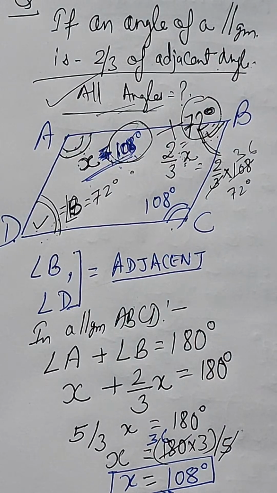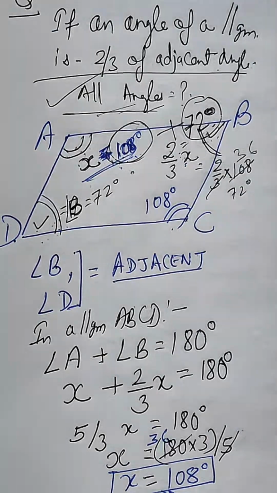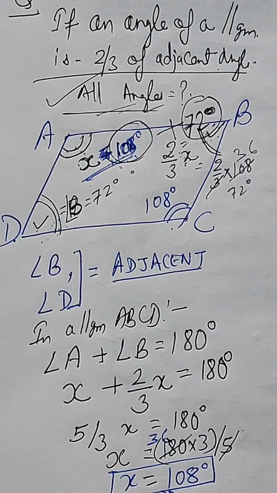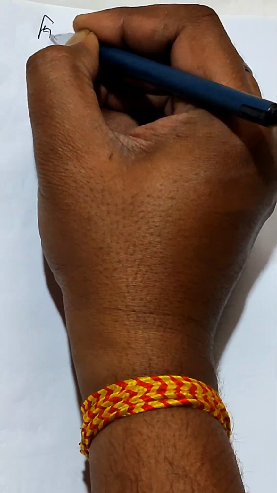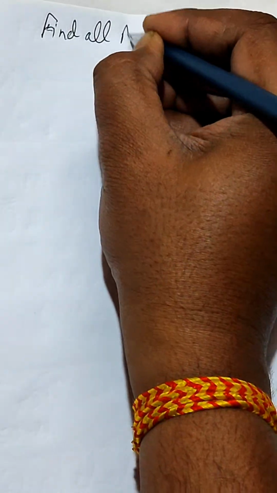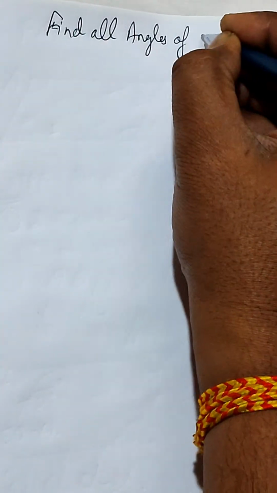Now coming to the next question. It's given: find the measure of all angles of a parallelogram if one angle is 24 degrees less than twice the smallest angle. Find all angles of a parallelogram. This is the question which is given to you.